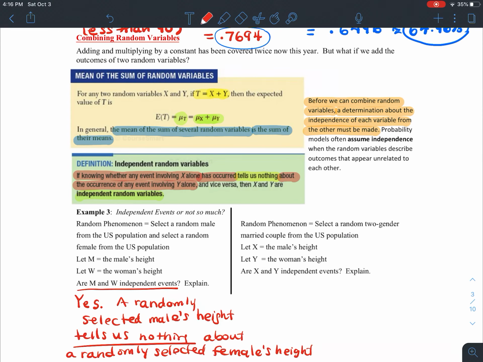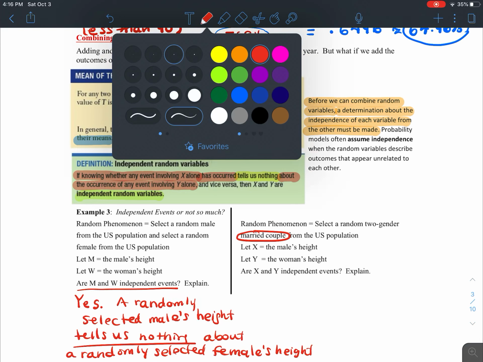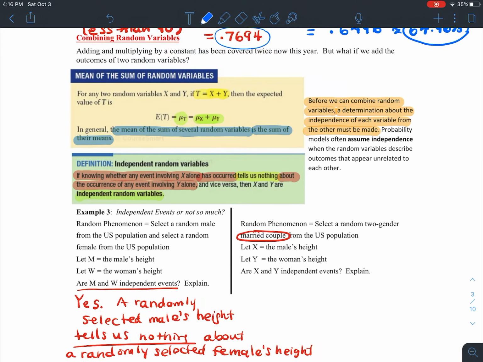Okay, let's look at this next one though. Here, the random phenomenon is to select a random two-gender married couple from the U.S. population. So now we're selecting a married couple at random. Okay, we're going to let X be the husband's height, and Y is essentially the wife's height. Now we're asked the same question here. Do we think that X and Y are independent events of one another?